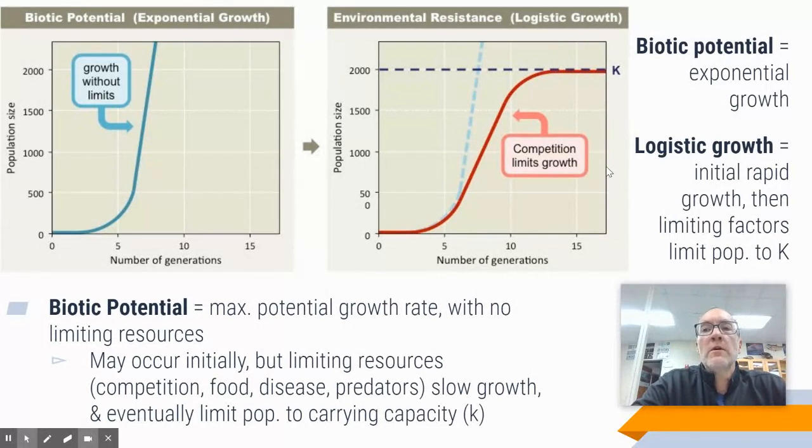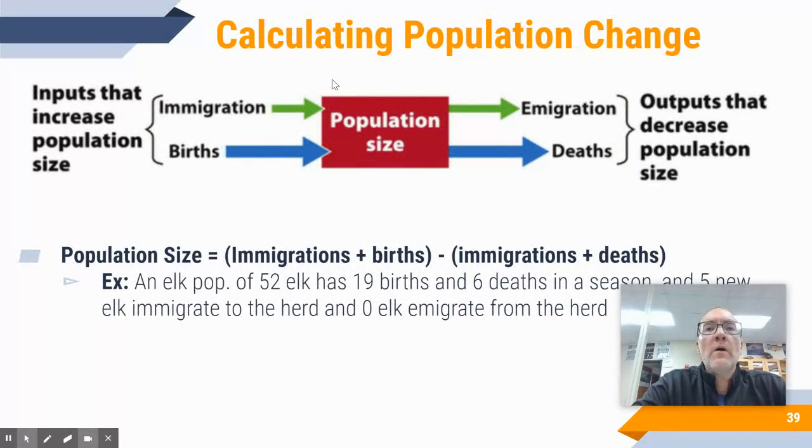So logistic growth versus exponential growth. Right, we're going to do some calculations of population, and what determines a population size are, of course, births, also immigration. So immigration is when individuals move from one area to another into that population, and population is decreased by deaths and emigration, so that's individuals that leave that population.